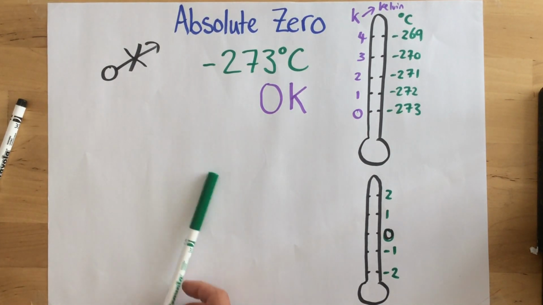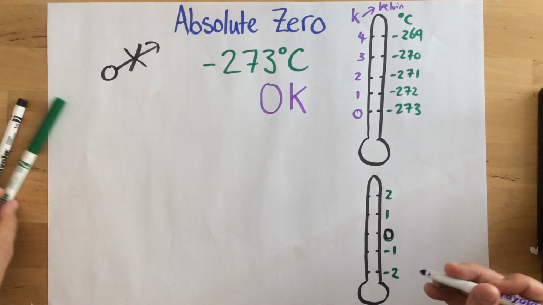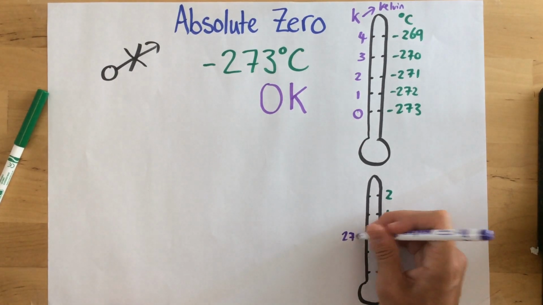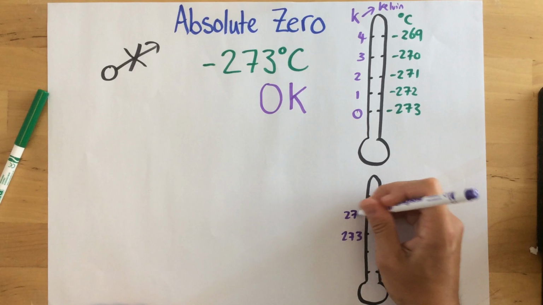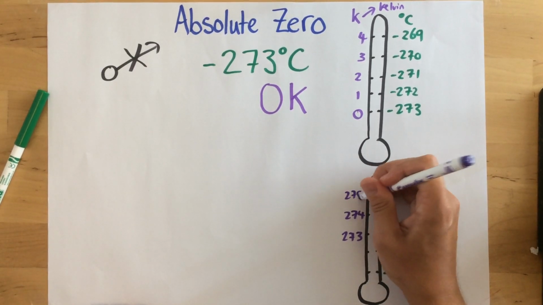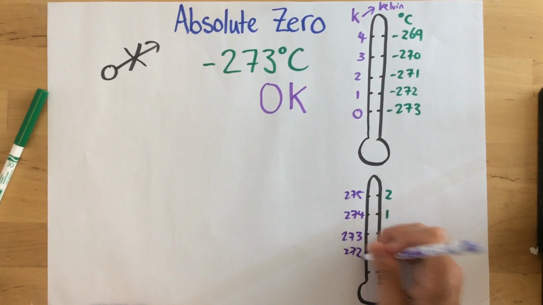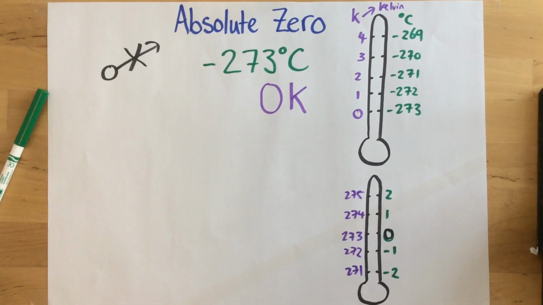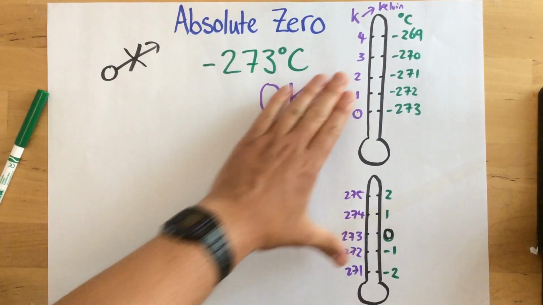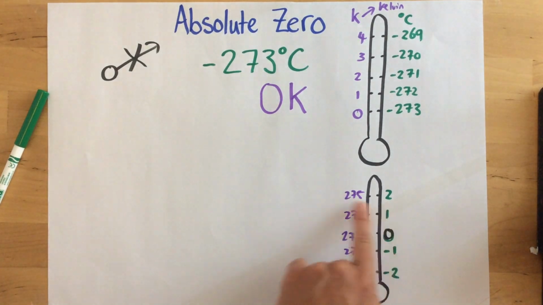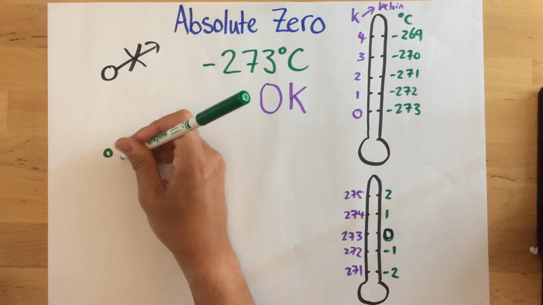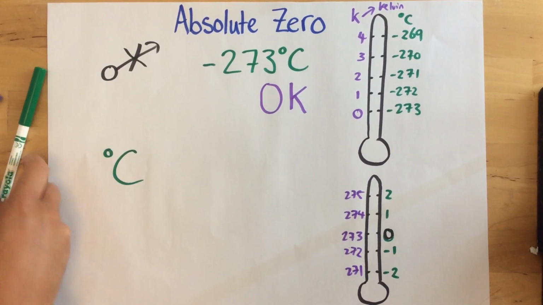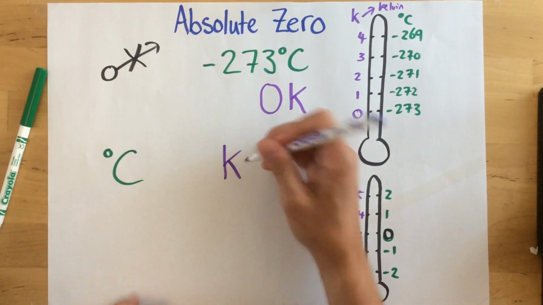So 0 degrees C is 273 Kelvin, which means 1 degree would be 274. That would be 275, that would be 272, and that would be 271. If you're a little bit confused about how I got these numbers from these numbers, here's just a quick way of showing how you convert from degrees Celsius to Kelvin.